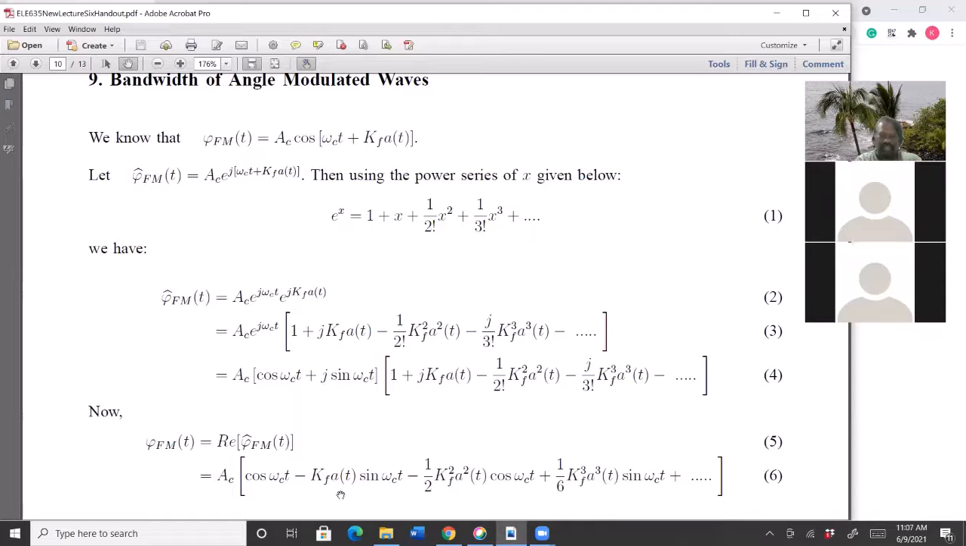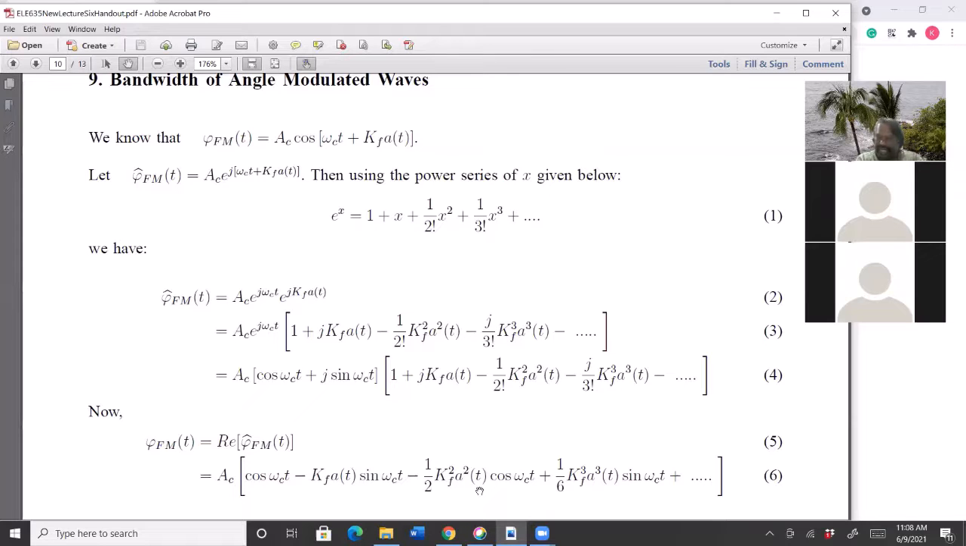Just like AM large carrier, the spectrum of this is going to be spread over a width of 2 capital B. Here, modulation by cosine, so it's going to be 2B. But what is 2B is the bandwidth of A square. Remember, in the same lecture, we learned when you square, bandwidth doubles.